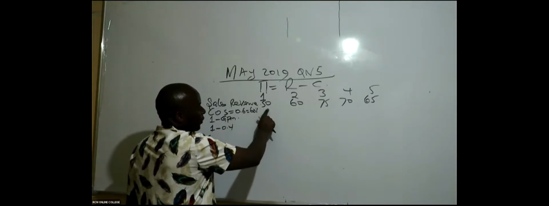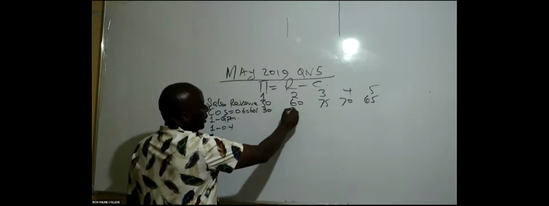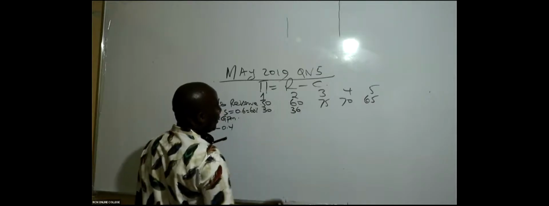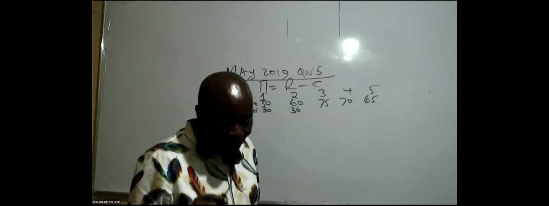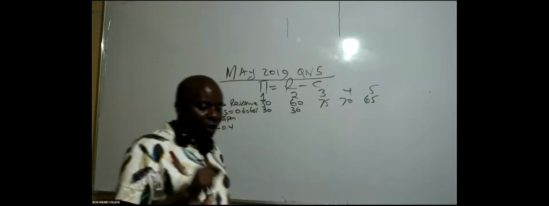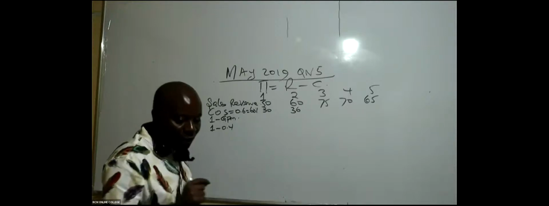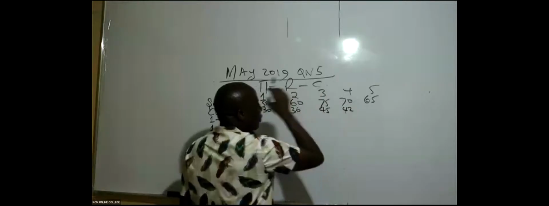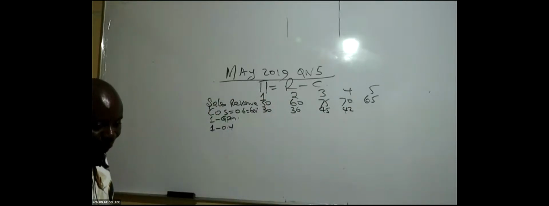So 60% of 50, this gives me 30. 60% of 60, this gives me 36. This one you have to help me. 60% of 75, please help me. Please help me because I don't know 60% of 75. That is the same as 0.6 of 75. So that gives me 45. This must be 42. And then we have 0.6 of 65. So this gives me 39.